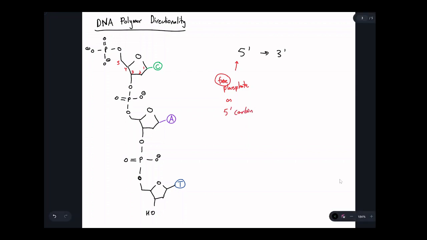So what we assign is the side of the DNA that has the phosphate, this is the start, right? So we're going to read this CAT, not TAC. We don't end here on the 5' position with the free 5' phosphate. We start there.